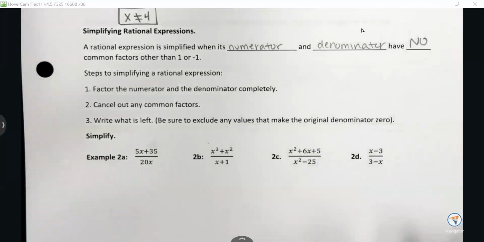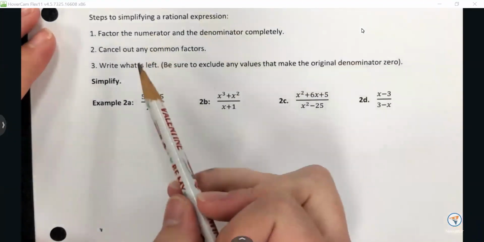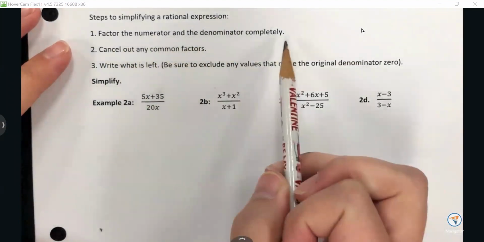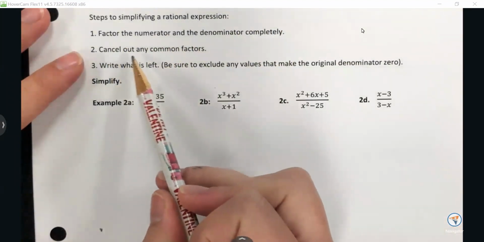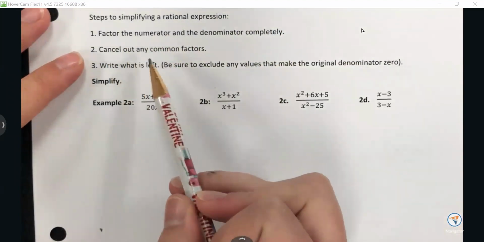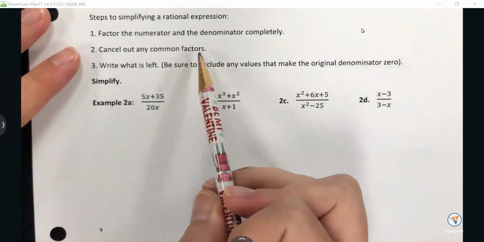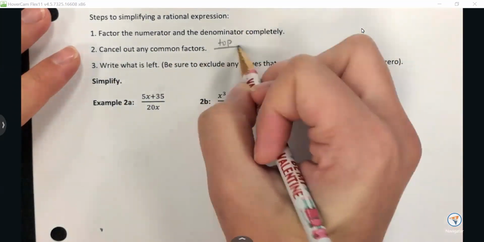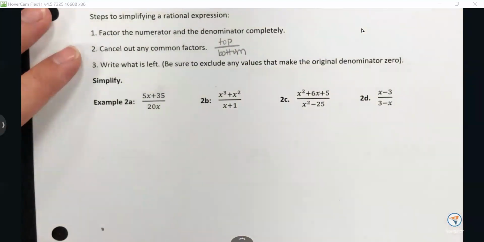So here are your steps, 3 steps to solve these types of problems. Number 1, you're going to factor the numerator and the denominator. Number 2, we're going to cancel out any common factors. They have to be exactly the same. You can only cancel top over bottom. You cannot cancel sideways ever. You can only cancel up and down. Okay?